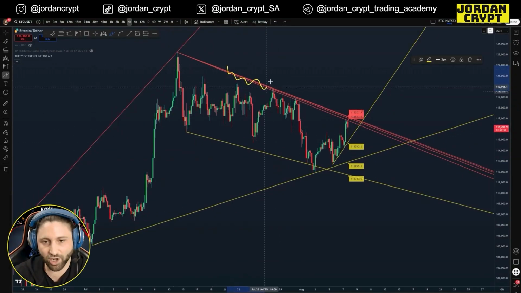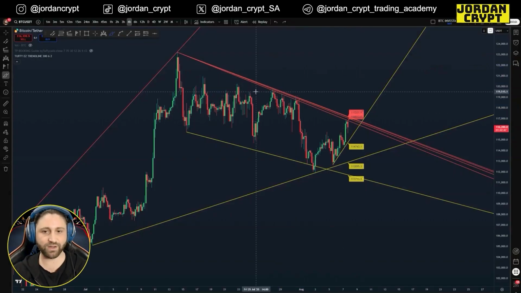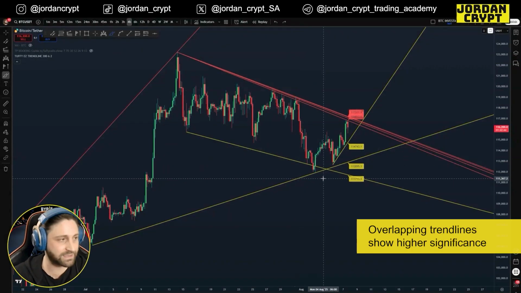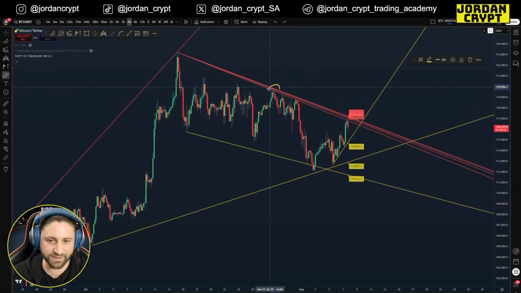When you see confluence of coiling many trend lines in the same place like that, they are giving even more validity, significance. Already here you can see what a beautiful move these trend lines gave. This is where they printed.